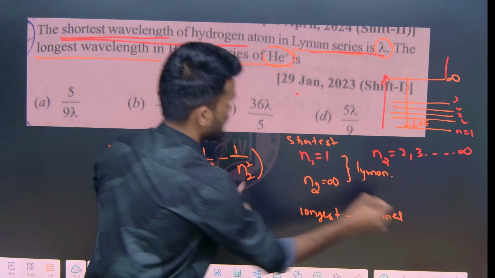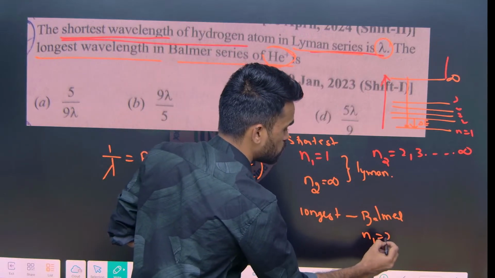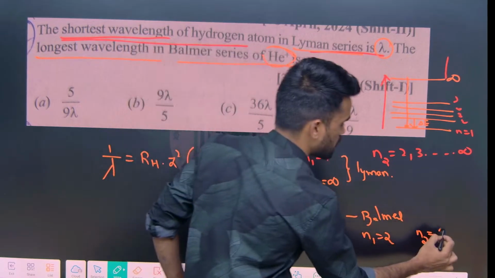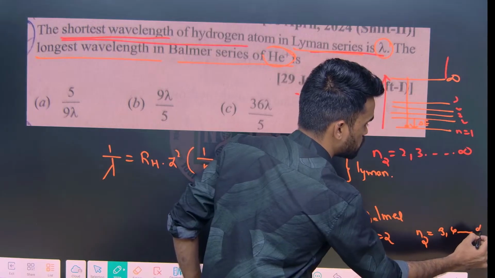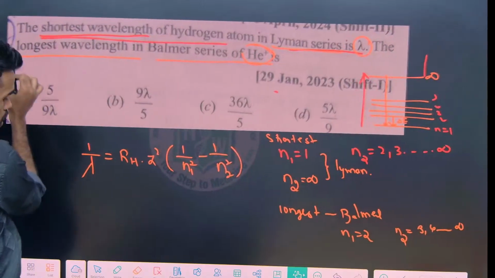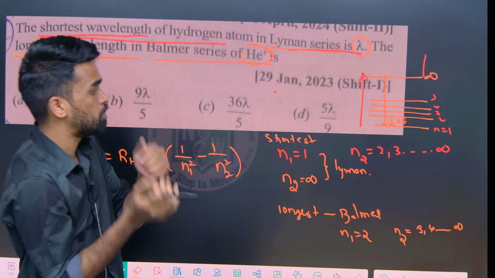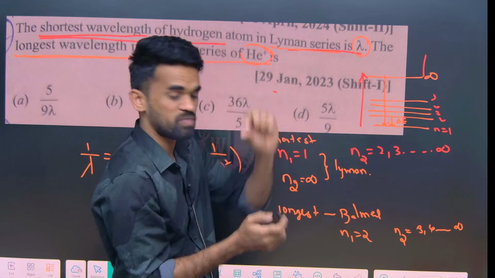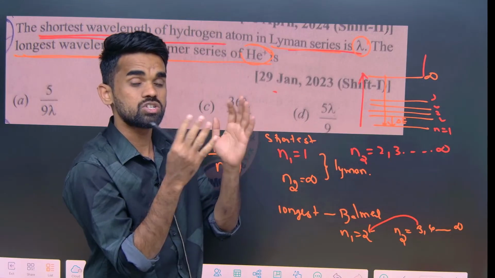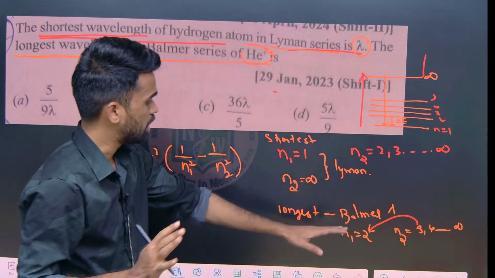For the Balmer series, it means Lyman, Balmer, the second one, so n1 should be 2 and n2 can be anything greater than 2, like 3, 4, 5, and so on up to infinity. Now they are saying longest wavelength. Longest wavelength for the Balmer series means the shortest or smallest energy gap. So for the Balmer series, the smallest energy gap is 3 to 2, and that is the longest wavelength. Energy and wavelength are inversely proportional, that's why it will become the longest.